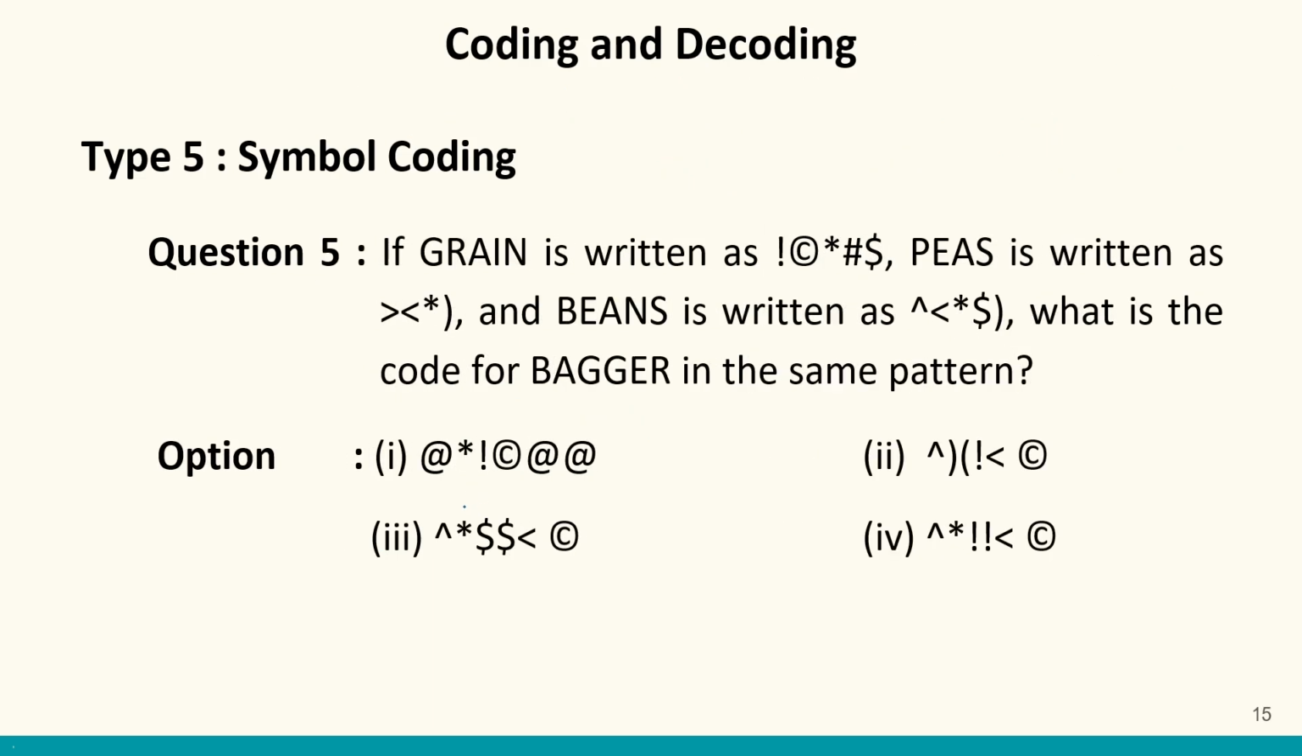Now let us look at this question. In this question, grain is coded as this and we have to find the code for bagger. Let's check if they are in sequence. G is coded as this, R is coded as this. If we have to find a common letter, that is N, we have N over here and N over here. N is coded as $ sign over here and N is coded as $ sign over here as well. So this looks like it could be in sequence.